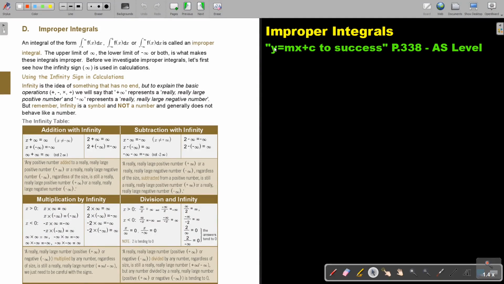In this video, we are going to focus on improper integrals. You will find this on page 338 in the Namibian AS-Level Mathematics textbook, y equals mx plus c to success.